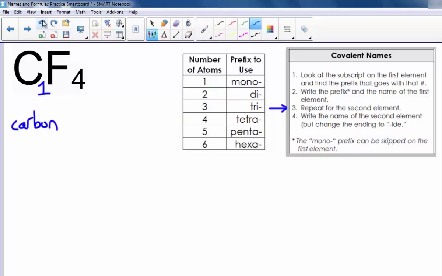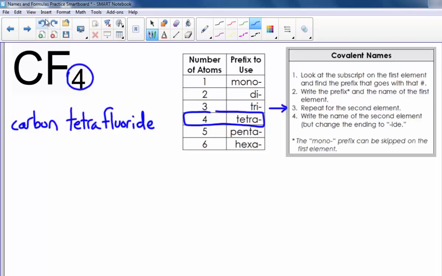Step 3 says repeat the process for the second element. If we look at the 4 on fluorine, that means we have 4 atoms, so we're going to use the prefix tetra. Now I can write the prefix tetra, and then to finish the process, I'll write the name of the second element, but again, just like before, I have to change the ending to IDE. And so we have carbon tetrafluoride for the name of CF4.